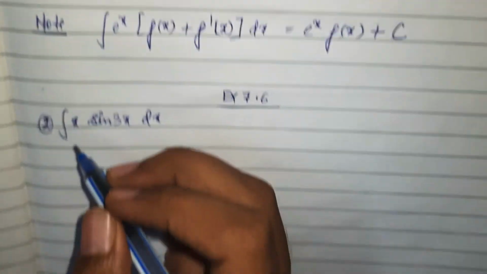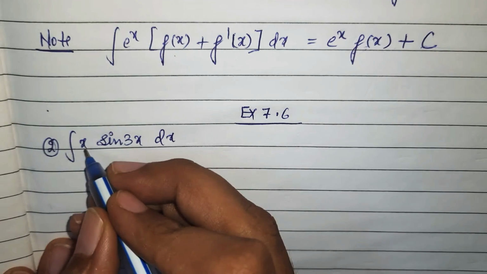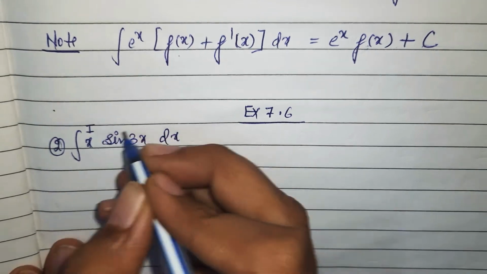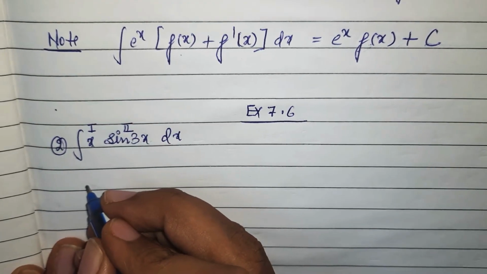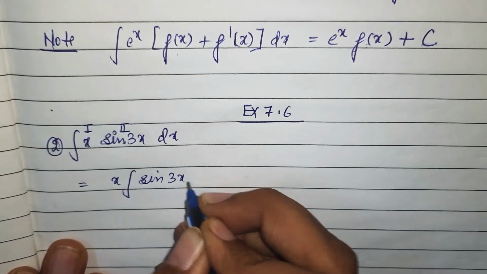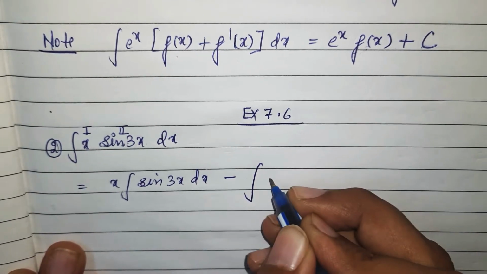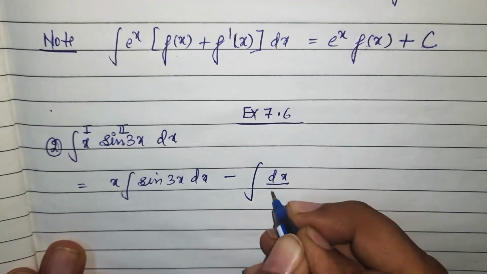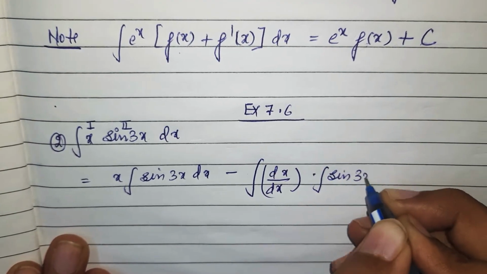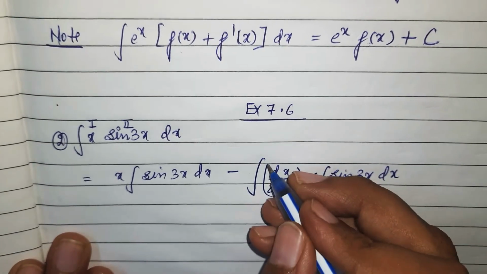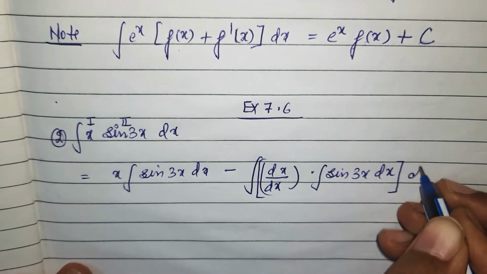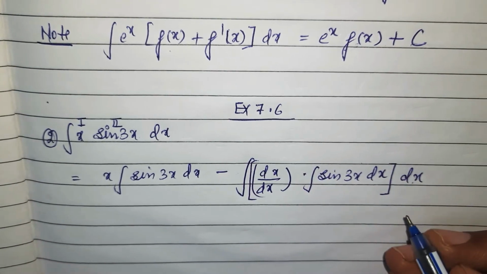Now, first and second question are the same, so I am starting with the second question. This is x, this is sin 3x; this is algebraic, this is trigonometric. So first function is this, second function is this. So what is the rule? First function same, integration of second function, minus whole of integral, derivative of first function into integration of sin 3x dx. So basically I need to proceed, and this is whole of integral with respect to dx.